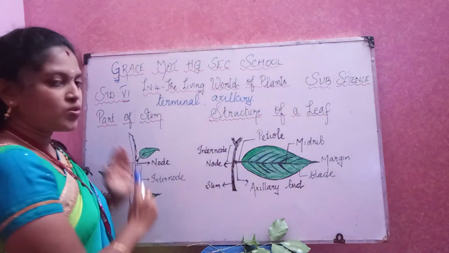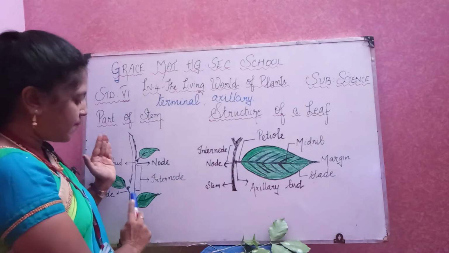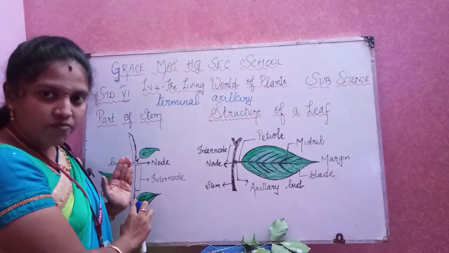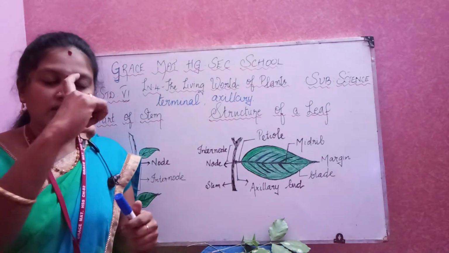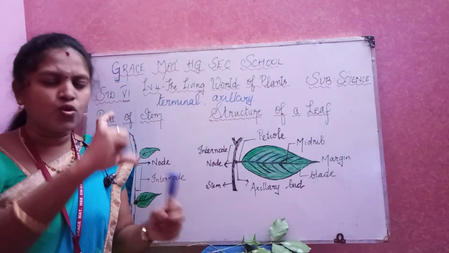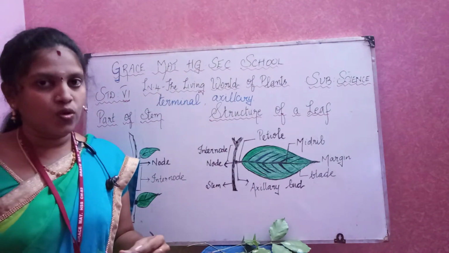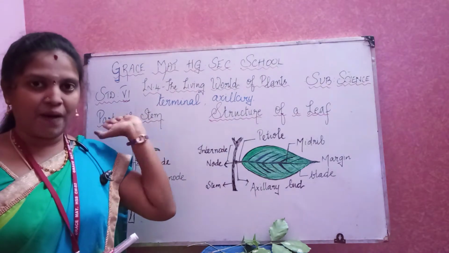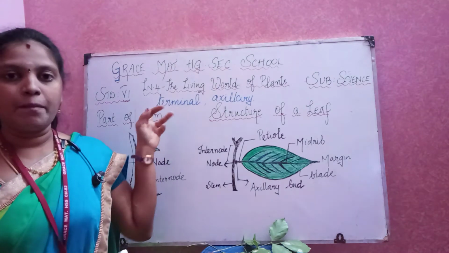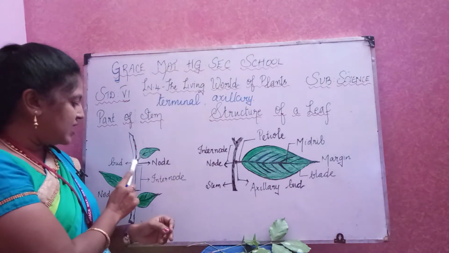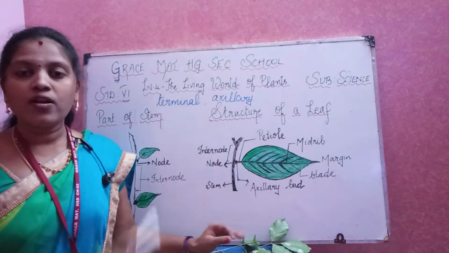So the shoot system has the main axis called the stem. The part of the stem from which the leaf arises is called the node. The distance between two nodes is called the internode. The bud found at the apex, the tip part, is called the terminal bud, whereas the bud seen at the axil of the leaf is an axillary bud. Are you all clear with this, children?